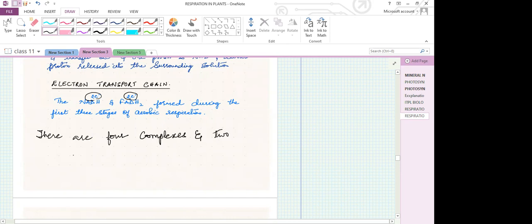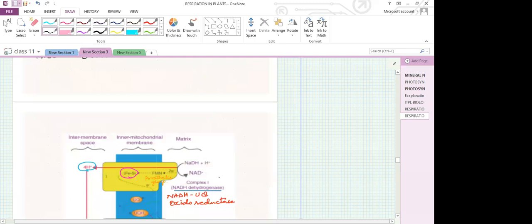And 2 mobile carriers, right? Yes, ma'am. So which are those complexes? You can see on the picture. Which are those complexes?